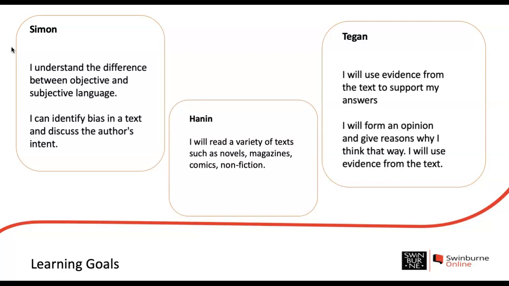One of the content descriptors said that you need to understand the difference between objective and subjective language. That would be something that I could work on with him. So it says, "I understand the difference between objective and subjective language." That's something a grade 6 person needs to be able to do. And "I can identify bias in a text and discuss the author's intent." That is also taken directly out of the grade 6 curriculum. I've used it as support to help me form a learning goal.